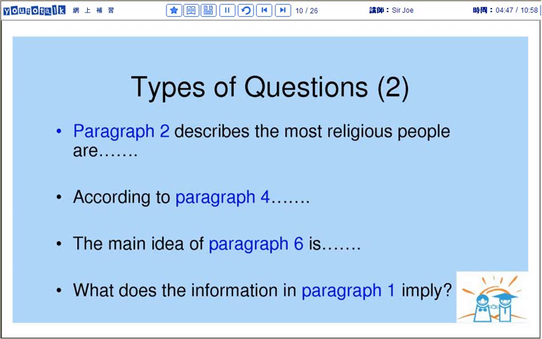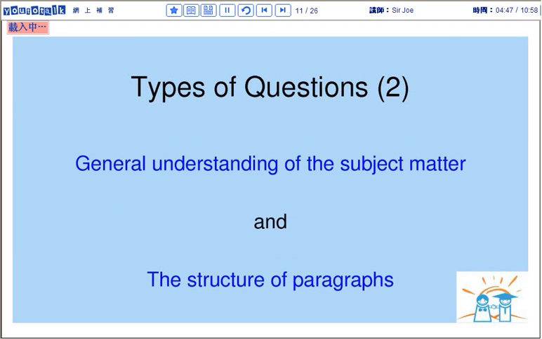I will explain these 2 types of questions more in our coming lectures. So they are general understanding of the subject matter and the structure of paragraphs. These are 2 types of questions and they are very similar, which of course, not to worry, I will explain more in the future presentations.